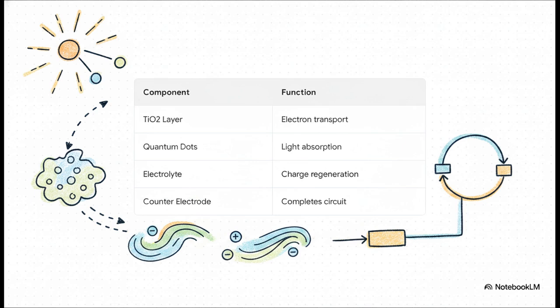At the core, you've got the quantum dots, acting as your light absorbers. They're sitting directly on a porous layer of titanium dioxide, or TiO₂, which acts like an electron transport highway. Then you absolutely need an electrolyte, usually a polysulfide redox couple, to regenerate the charge in those dots. And finally, a counter-electrode, generally made of platinum or carbon, to complete the whole electrical circuit.